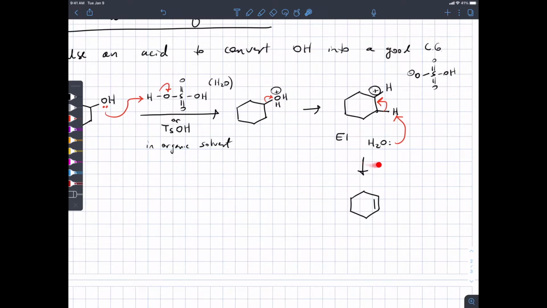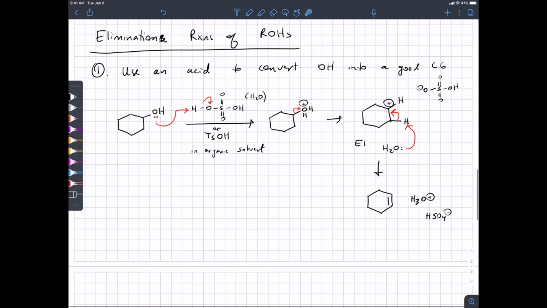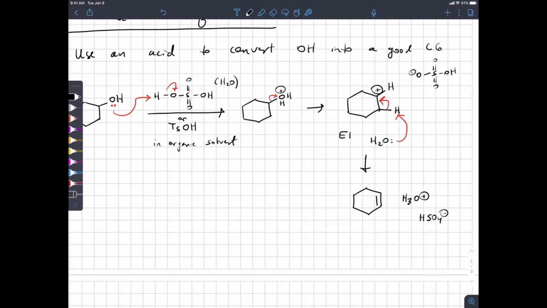I really don't care what you use as a base to remove this proton. But your product would be the alkene, H3O plus, and HSO4 minus, which is really the same thing as saying water and sulfuric acid. You may be wondering at this stage, why does water not attack the carbocation and go right back on? Indeed, that does happen, and that's just the backward step. This is an equilibrium reaction.